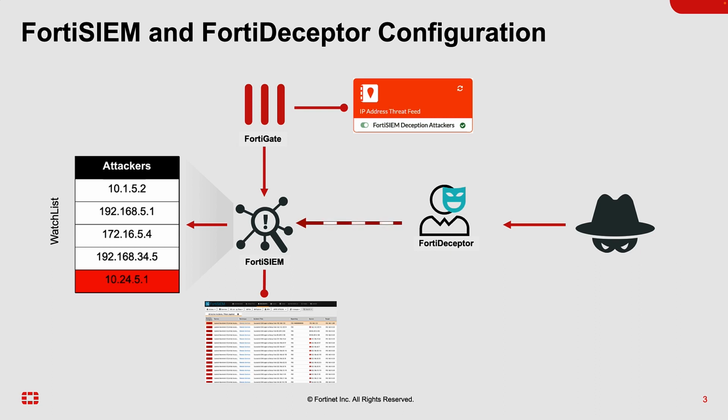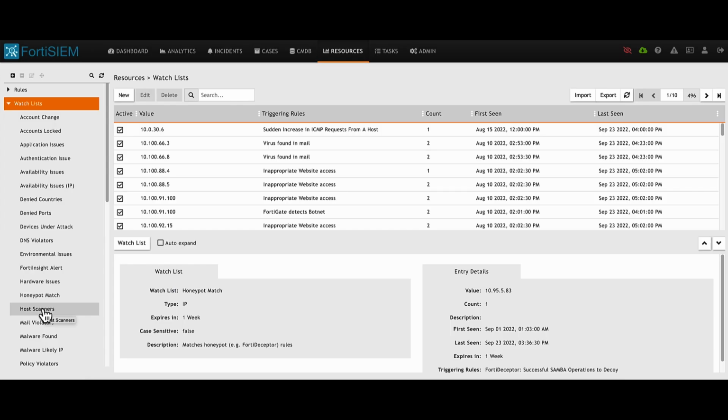In this scenario, we have a threat actor that interacts with a decoy deployed by FortiDeceptor. And when that interaction occurs, FortiSIEM will generate an incident, populate the watch lists, and the FortiGate will then consume that watch list as a threat intelligence feed.